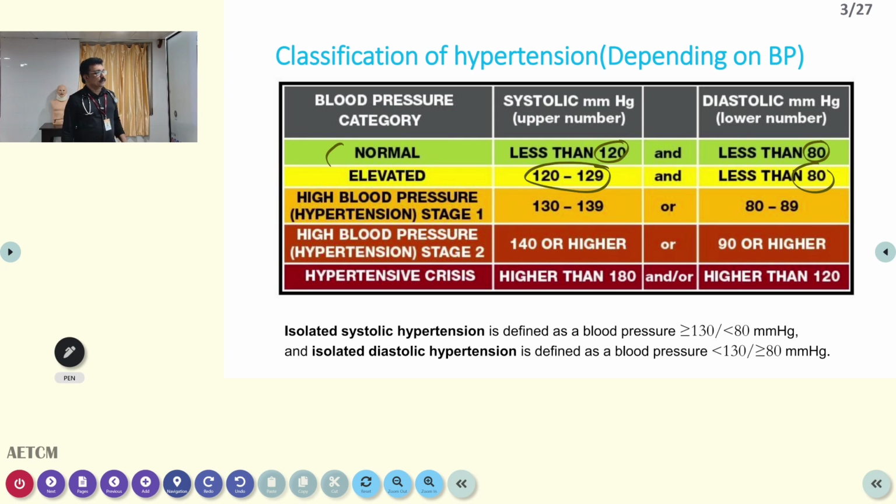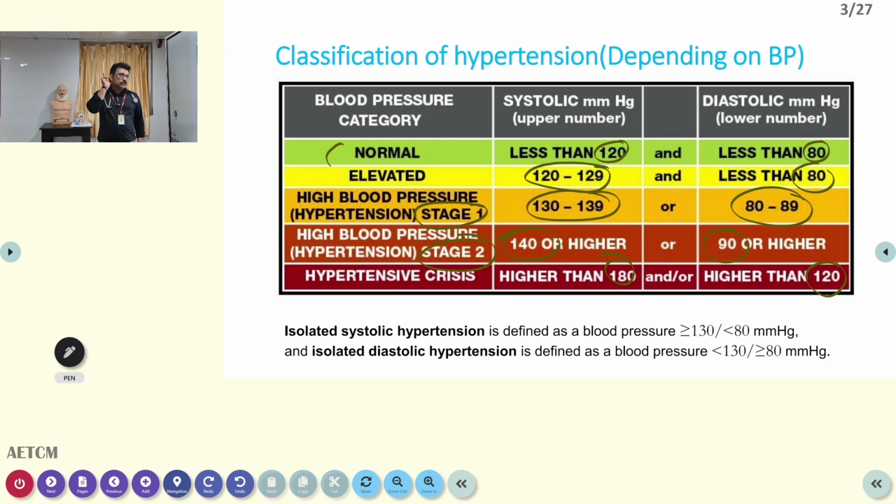High blood pressure is then classified into stage 1 and stage 2. Stage 1 is 130 to 139 or 80 to 89. Stage 2 is 140 or above, or 90 or above. So those are the stages of hypertension. Hypertensive crisis means systolic BP higher than 180 and diastolic BP higher than 120.